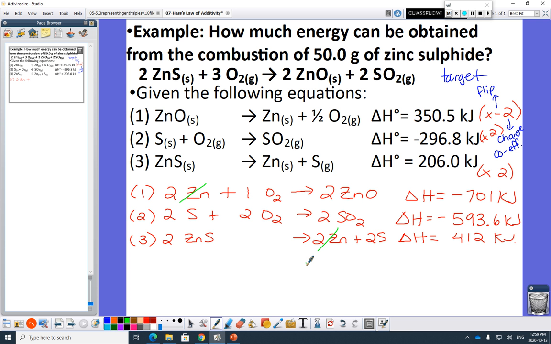Oxygen on the same side. So remember, you got to think like you're in grade 3 again. You've lined it up. We're just going to add those together later. What else? 2 sulfur reactant, 2 sulfur product. We don't want sulfur in the target. Cross it out. So what are we left with? 2 zinc sulfide. Do we want that? Yes. We want 1 plus 2, 3 oxygens. Yes.